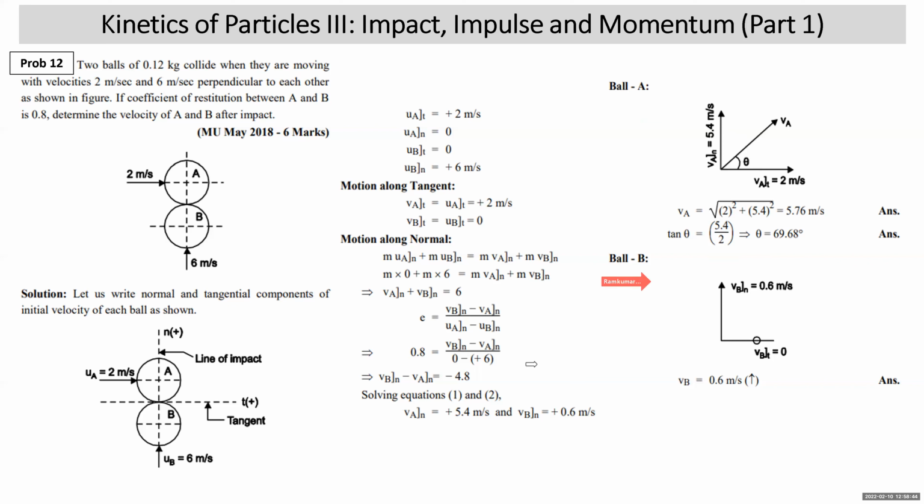For ball B, tangential component was 0. So I've shown 0. Normal component is plus 0.6. That means upward. So this normal component itself becomes the resultant velocity, and that is vertical. So concept remains same as in the previous one, but here the working becomes relatively easier because not much resolution is involved, and he did not ask loss of kinetic energy and all that, which was asked in the previous problem.